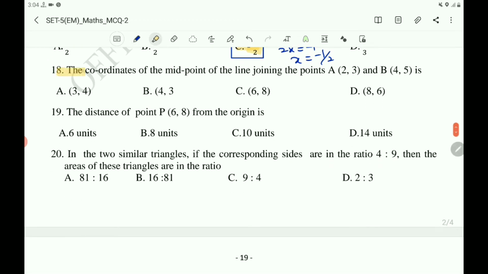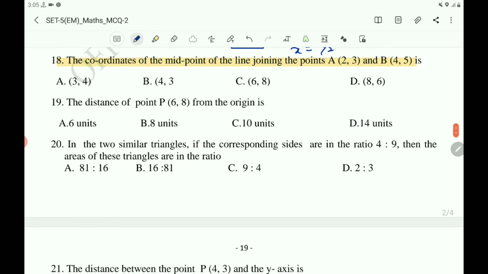Question number 18. The coordinates of the midpoint of the line joining the points A (2, 3) and B (4, 5) is. So, here directly you can do (x1 plus x2) by 2, (y1 plus y2) by 2. So, x1 y1, x2 y2. So, x1 plus x2 by 2 means 2 plus 4, 6, 6 by 2, 3, and 3 plus 5, 8, 8 by 2, 4. So, option A is the answer, (3, 4). You got 3, 4. So, option A is the answer.